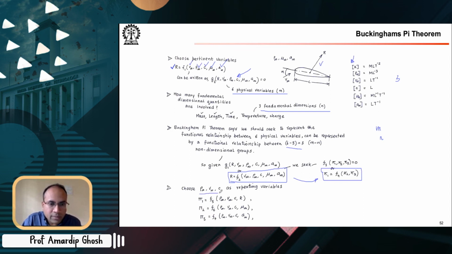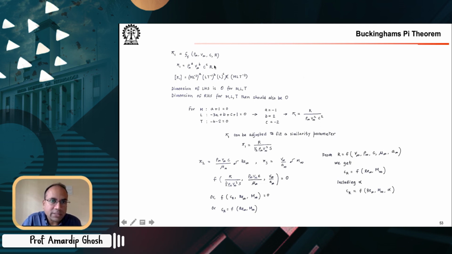Here again, we choose rho, v infinity, and c as repeating variables, and we work out these things in a similar fashion. You remember the algebra. We set the dimensions on both sides equal to 0, and then we solve them, and we get some insight into what pi 1, pi 2, and pi 3 are.